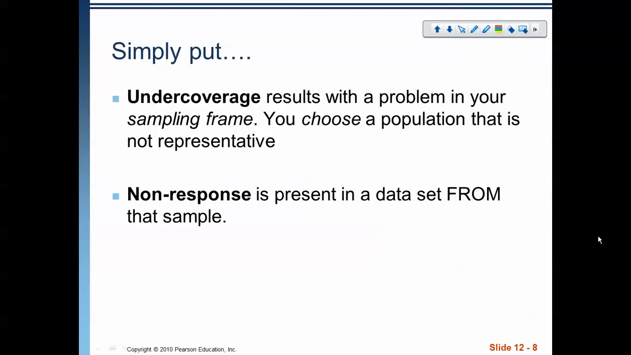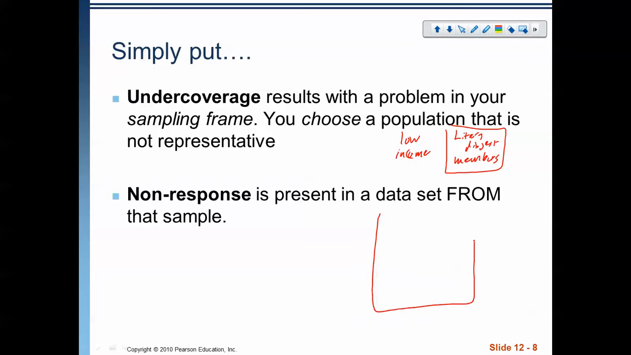Simply put, the difference between undercoverage and non-response. Undercoverage results from a problem in your sampling frame. To use the Literary Digest example, their sampling frame did not include low-income voters, right? So the Literary Digest members were in the sampling frame, and low-income voters were not in the sampling frame at all, okay?